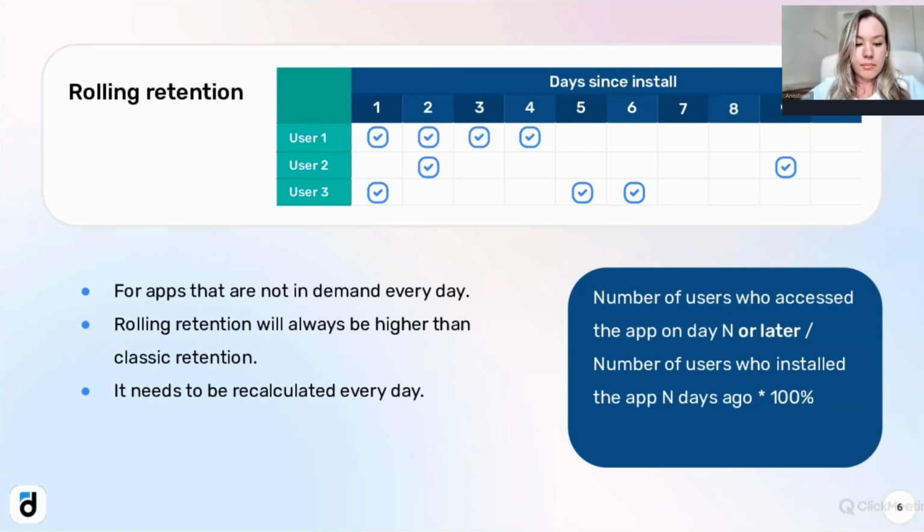And based on this, rolling retention will always be higher than classic retention. And another thing is that it needs to be recalculated every day, which can be quite hard. And in conclusion, rolling retention tells us how many users we haven't lost yet. Just because they didn't use the app today doesn't mean that they left the product for good. And yeah, we move next.